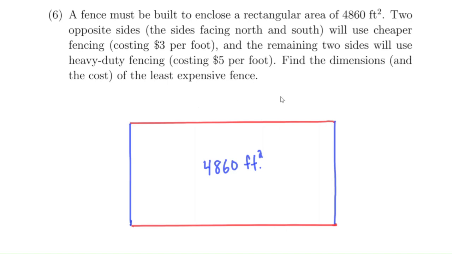Now, our first thought might be, why don't we just do a square? Because of all possible rectangles that are going to enclose an area of 4,860 square feet, the one that's going to use the least amount of fencing would be a square. But remember, we're not trying to use the least amount of fencing. We're trying to find the least expensive fence. And the fact that these sides are so much more expensive here, the blue sides, means that we probably don't want to make these as long. We probably want to have the red sides longer than the blue sides. If we still want to enclose this large area, we probably want to have more of the red than the blue.